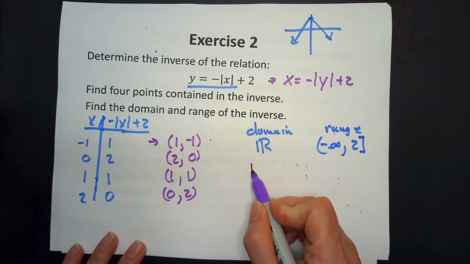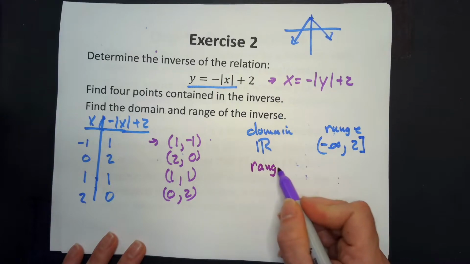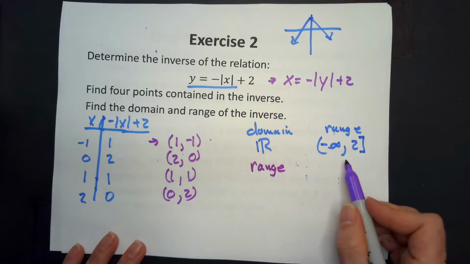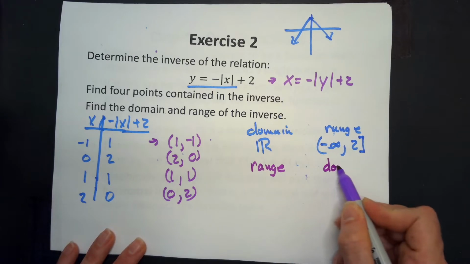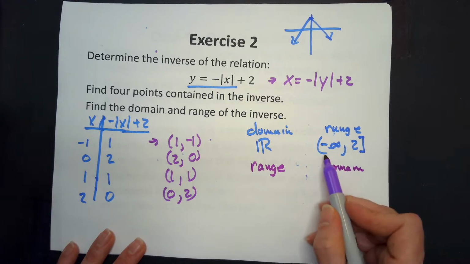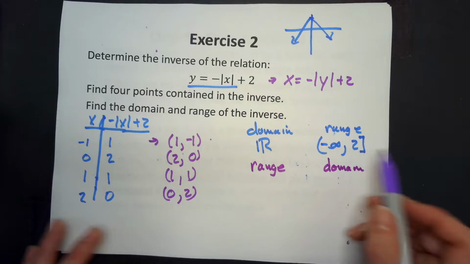And then we're going to switch it and we're going to say the range of our inverse is going to be all real numbers. And the domain of our inverse is going to be restricted to negative infinity to 2.